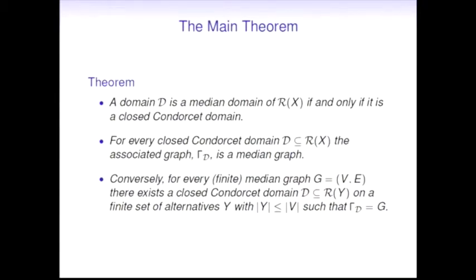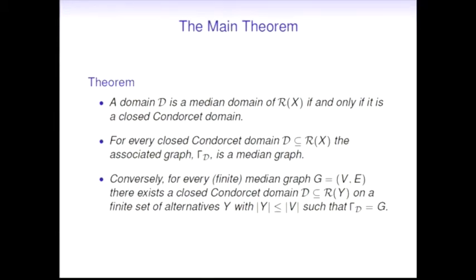Okay, the main theorem now connects everything together. It says a domain is a median domain if and only if it is a closed Condorcet domain. So you see, Condorcet domain was defined in terms of majority relation, but median domain was in terms of betweenness, and in fact it appears that it's the same thing. And for every closed Condorcet domain, the associated graph is a median graph. So now these two things come together.